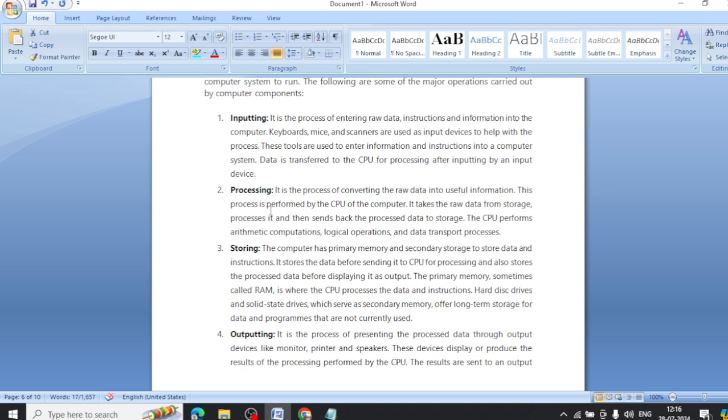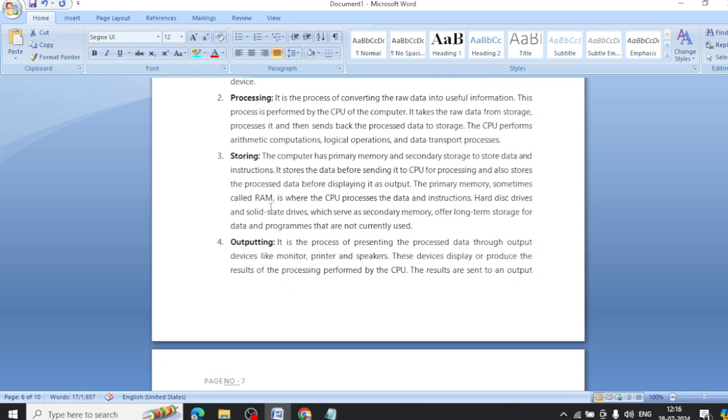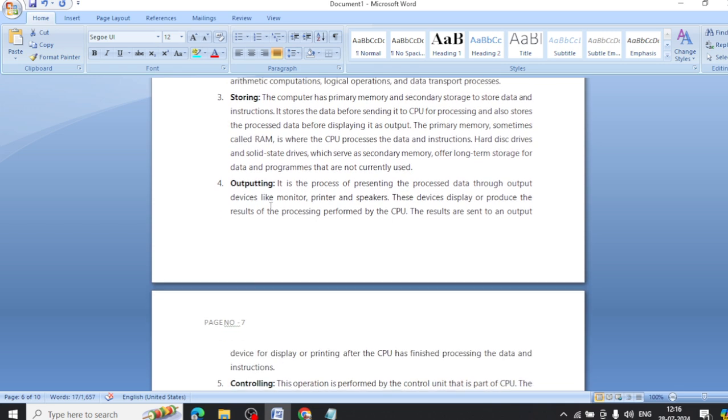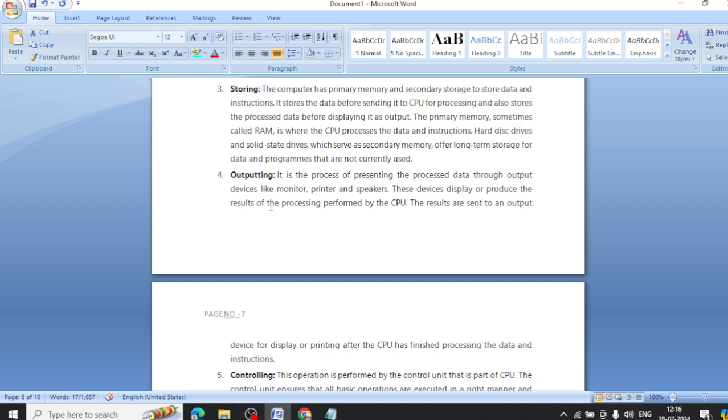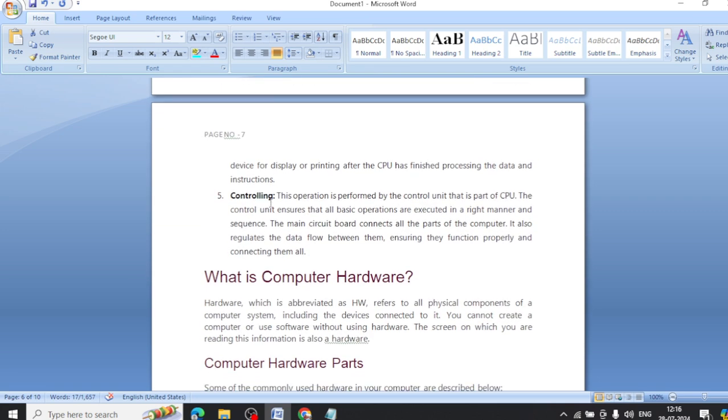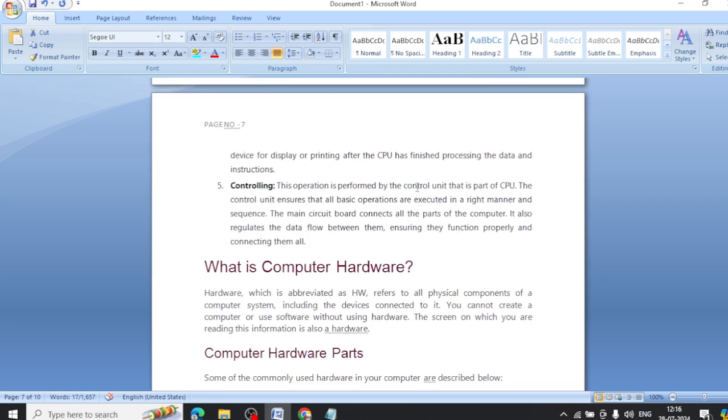Hard disk drive (HDD) and SSD, which serve as secondary memory, offer long-term storage for data and programs that are not currently used. Outputting. It is the process of presenting the processed data through output devices like monitor, printer, and speaker. Last one is controlling. This operation is performed by the control unit (CU) that is part of the CPU. The control unit ensures that all basic operations are executed in the right manner and sequence.